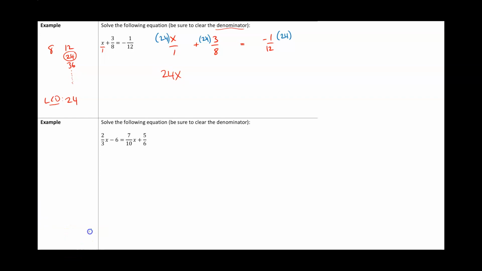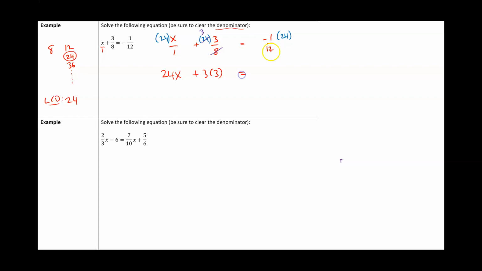Now over here, look at what happens. The 8 and 24 cross cancel, and that was our whole objective. Our whole objective was to get rid of that 8. So 8 goes into itself once, and it goes into 24 3 times. So now the 8 is gone, and I just have a 3 times 3. So what I just did was I cleared the fraction. This is why we have to have a number that 8 and 20 and 12 can both go into.